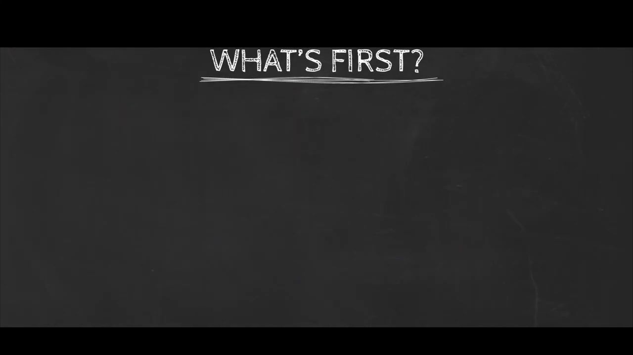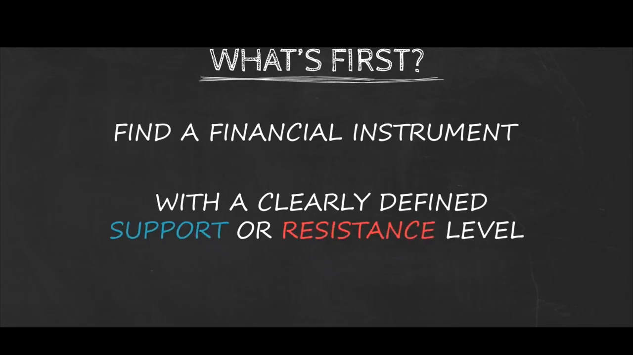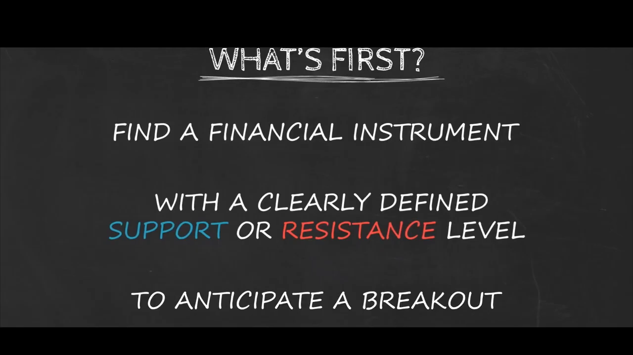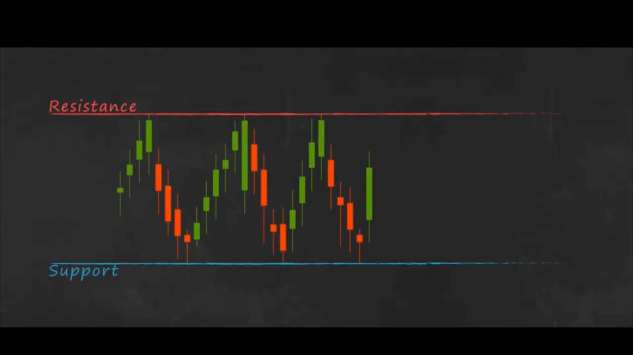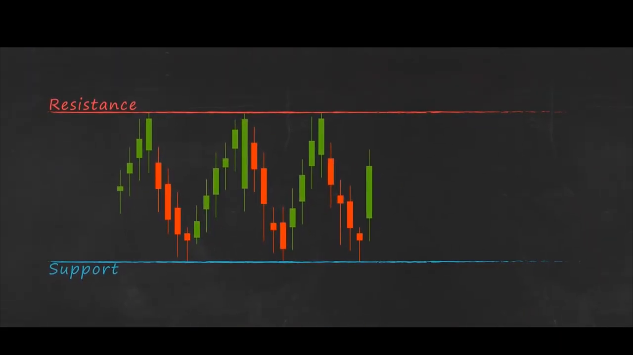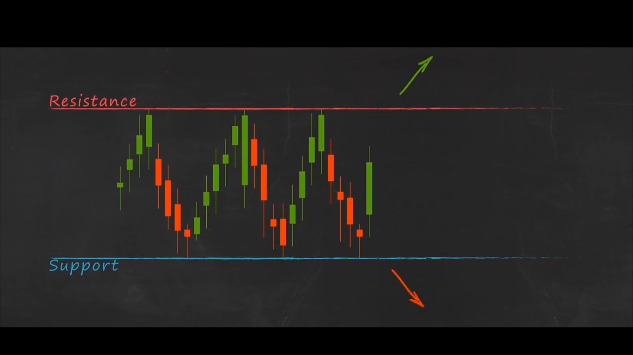So what's first? First, you'll need to find a financial instrument, a cryptocurrency pair, a forex currency pair, a stock or commodity with a clearly defined support and resistance level. We only need one clearly defined support or resistance level to anticipate a breakout. However, a trading range created by both a support and resistance level is more beneficial as you can take advantage of a breakout in either direction, so either above or below the current range. That said, how should you enter your order in a breakout? Let's assume you expect the breakout to be above the current range.